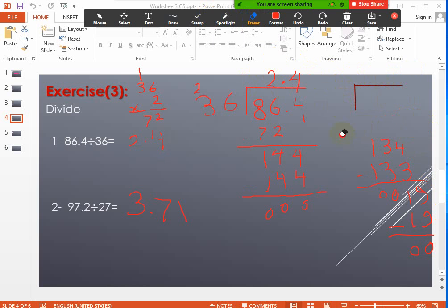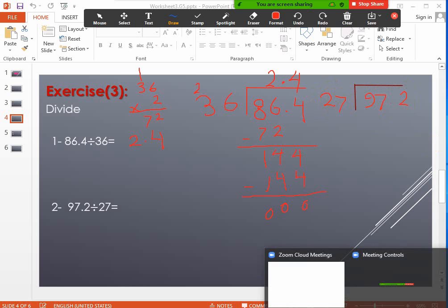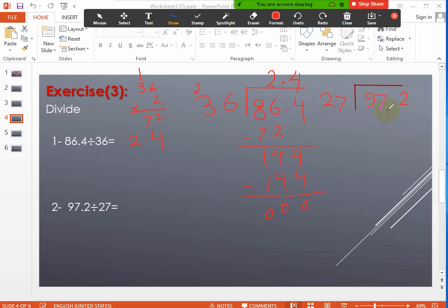Now I will write the second one, which is 97.2 divided by 27. Now, Mace, open the mic and help me to divide 97.2 by 27. Now I will take the 9. Can I divide 9 by 27?